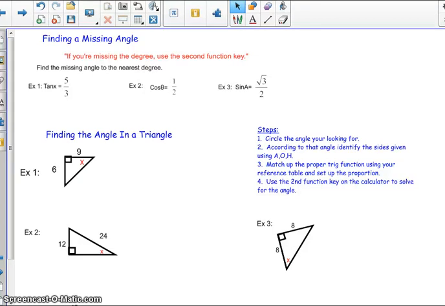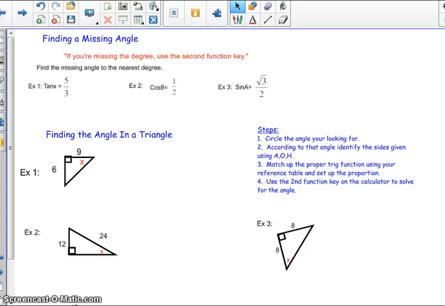Alright, so this time we're going to find a missing angle. And here's what you guys want to think about. Little jingle. If you're missing the degree, use second function key. Yeah, it always works, okay? So if you're missing the degree, now we have to use the second function key to find it. So notice, Kaylin, which is kind of what you asked me. See how here, next to your trig function, you have missing things, like the variable now, right? It's not a number anymore. So if we don't know what that is, we're going to have to use our second function key.